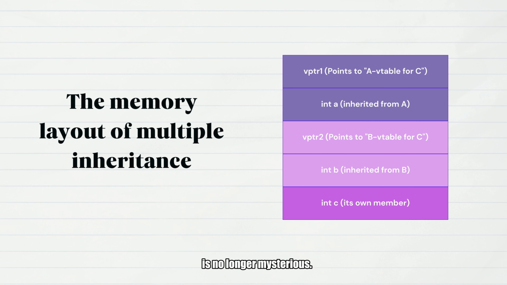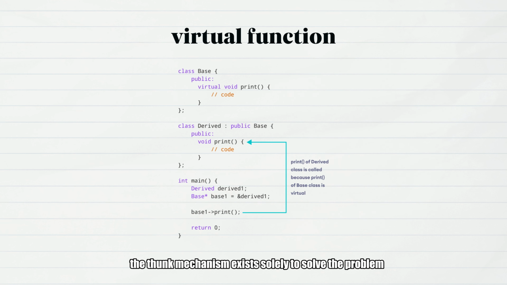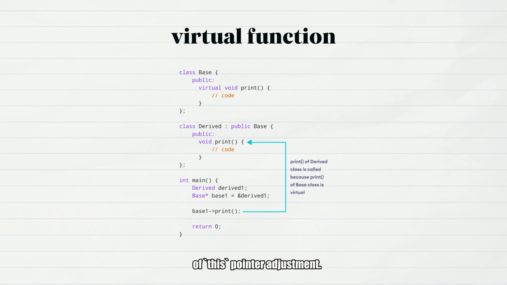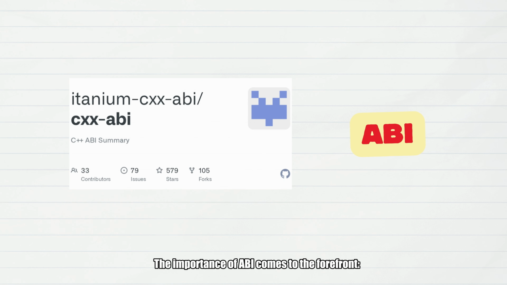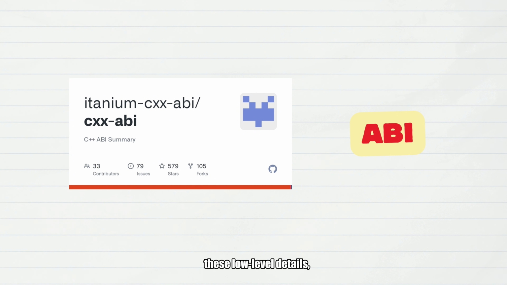The memory layout of multiple inheritance is no longer mysterious. It's essentially the compiler's precise adjustment of the this pointer. The virtual function call path becomes clear. The thunk mechanism exists solely to solve the problem of this pointer adjustment. The importance of ABI comes to the forefront. It's the core rule that dictates how compilers implement these low-level details. And it's truly the low-level boundary of C++.